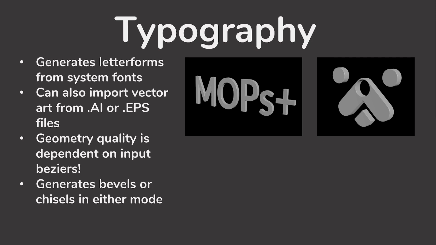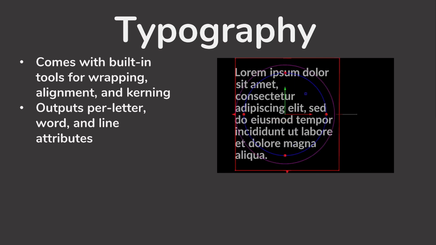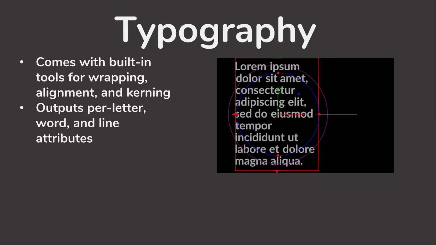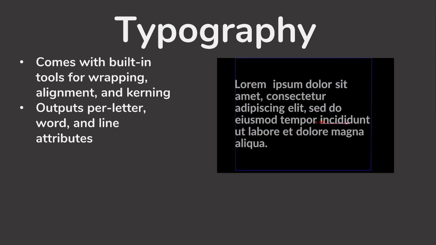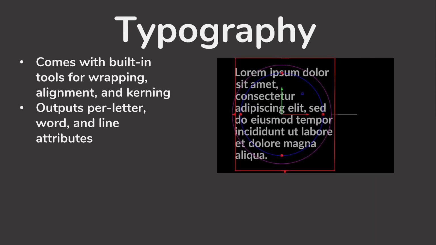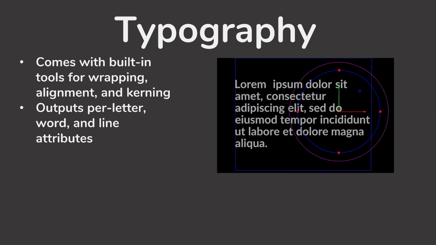In either mode, MOPs Typography can then bevel or chisel your geometry with easy controls for creating elaborate bevels with minimal fuss. MOPs Typography also comes with a bunch of quality of life options for typesetting. If you're not importing outlines from Illustrator, you can draw a bounding box for word wrapping just like you would in any design program. You can also tweak kerning on individual letters and even have subsequent letters automatically move out of the way while doing so.